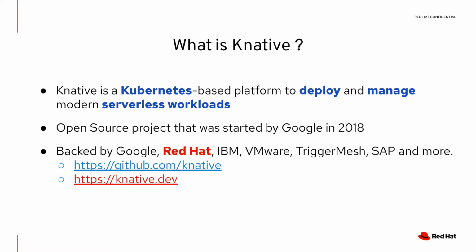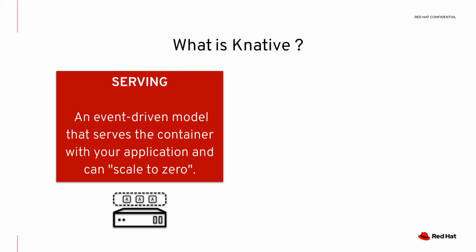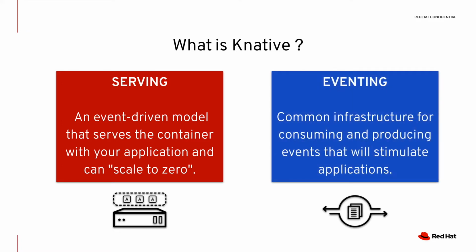Knative consists of two components. The first one is Knative Serving. Serving is an event-driven model that serves the container with your application and can scale it to zero. So serving is kind of the implementation of the serverless definition that we've just talked about. The second project is called Eventing. Eventing defines a common infrastructure for consuming and producing events that will stimulate applications. So Eventing's job is to pipe events from third-party sources into our serverless application.